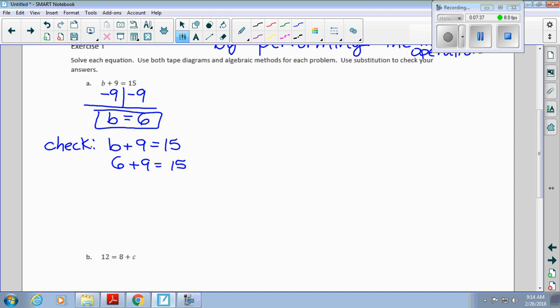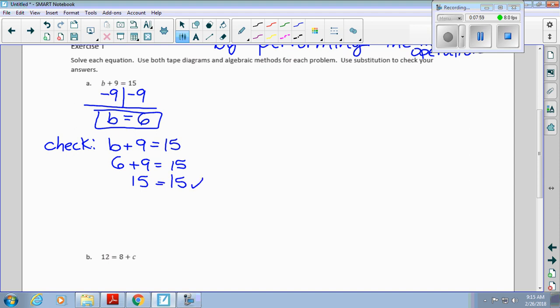You're not solving anything yet. At this point, you're going to essentially just focus on the 6 plus 9. 6 plus 9 is what? 15. Yep, so when we plugged in what we got for a value for b, 6, we add it to the 9, we get 15. We were supposed to get 15, so it checks out.